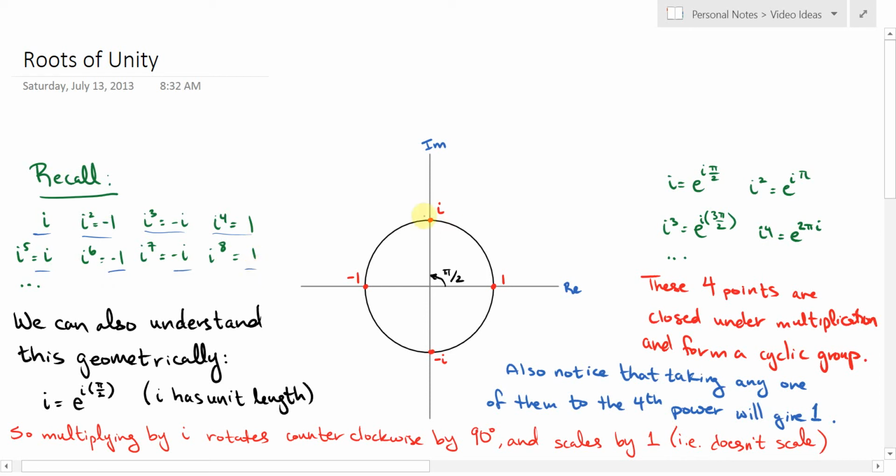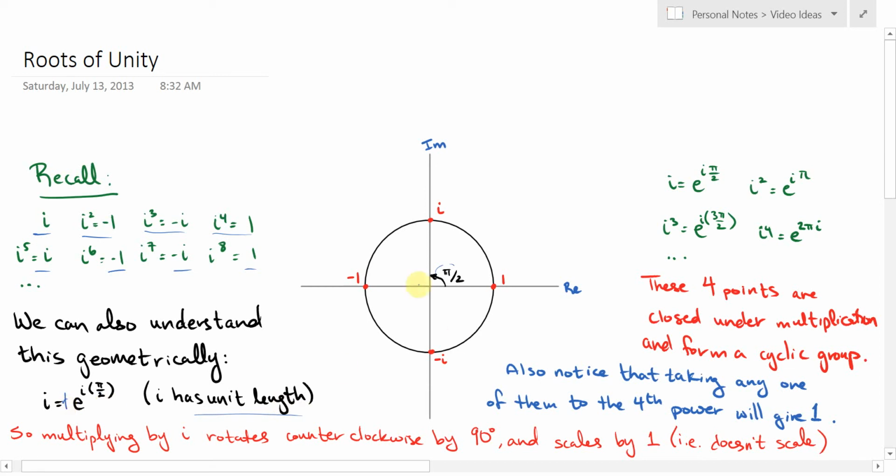And this time I've plotted it on the unit circle, and they all are on the unit circle, right? And notice that they're evenly spaced, and there's this nice angle of 90 degrees or pi halves separating each number. So we can understand this geometrically. The number i is equal to e to the i pi halves, right? It has unit length, so it's on the unit circle. So the r that would be here is just 1, and the angle is pi halves.